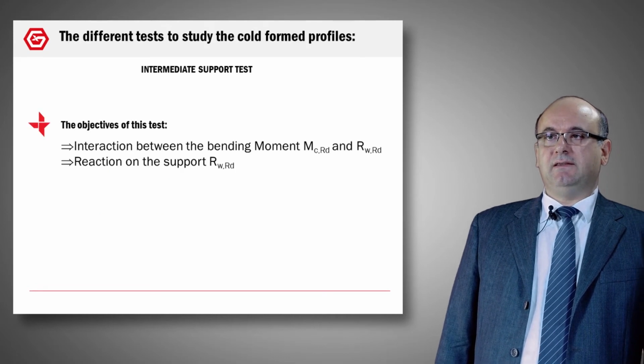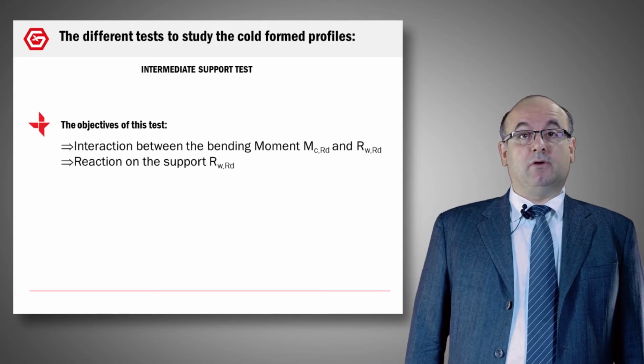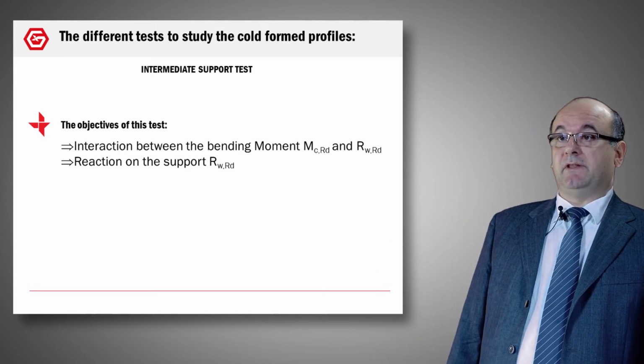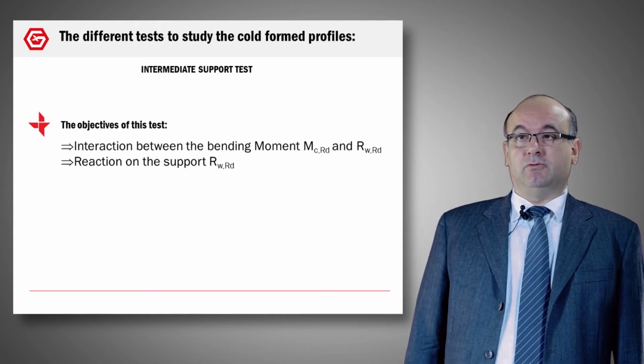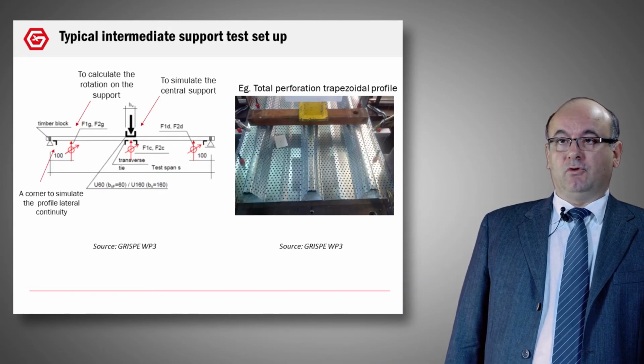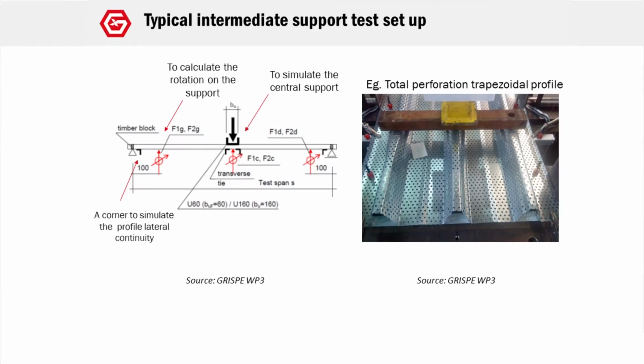Now another test, the intermediate support test. The objectives of this test are to determine the interaction between the bending moment MCRD and the reaction of the support RWRD. Now we have a global view of the setup of this test. Again, we have an arrow that represents the jack. We have a support in the shape of a U. We have a profile, and we have the two supports. Some timber blocks are put on the support, again, to avoid problems on this support and to be sure that we will obtain a collapse in span.